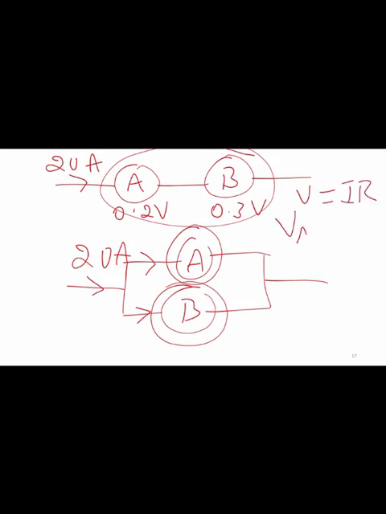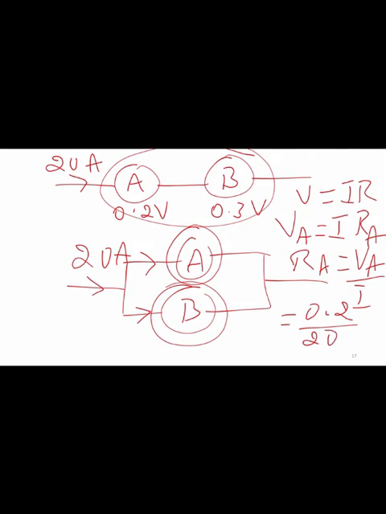So the drop across ammeter A is given by I into the resistance of ammeter A. So your RA is given by VA by I. In this, VA is given as 0.2 and I is 20. So therefore we are going to get the RA value as 0.01 ohms.